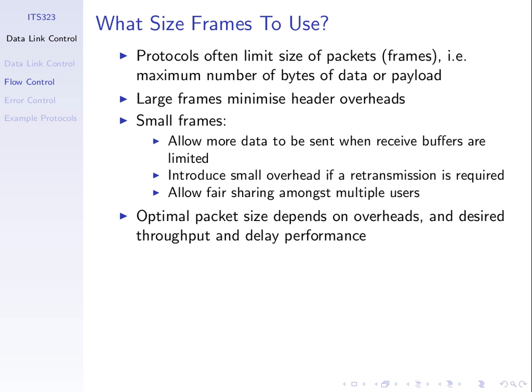Which one's better between stop and wait, go back N, selective reject? Again, there's no one best solution under different conditions. You just need to know the trade-offs: when is one better than another, but you cannot say one is always better than the other. Same here. We cannot always say large frame size is better than small.